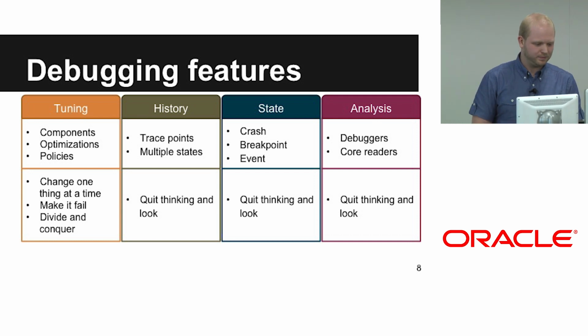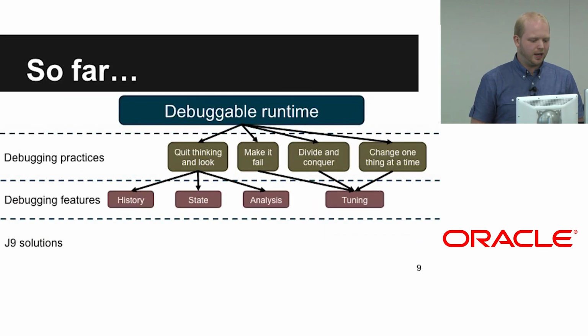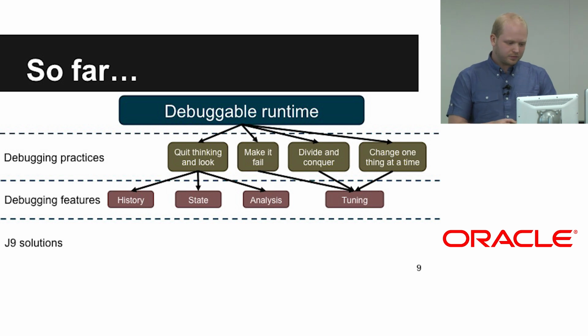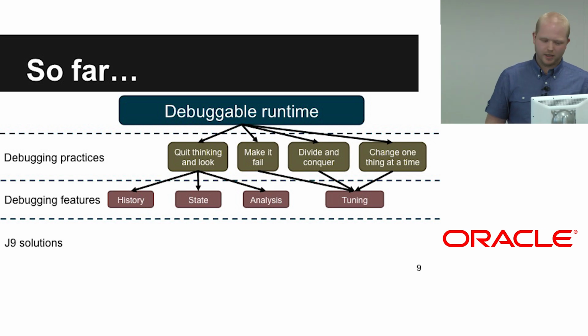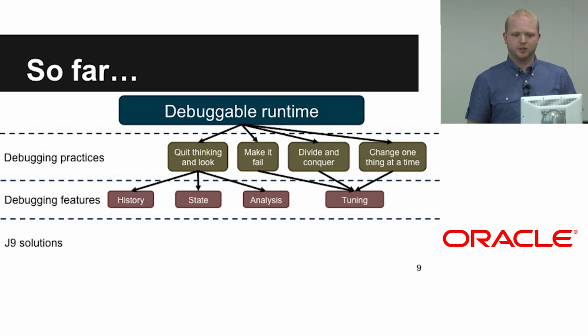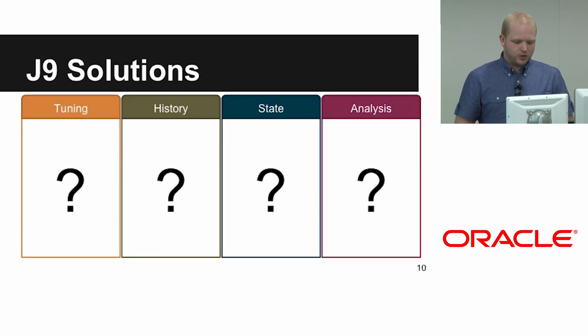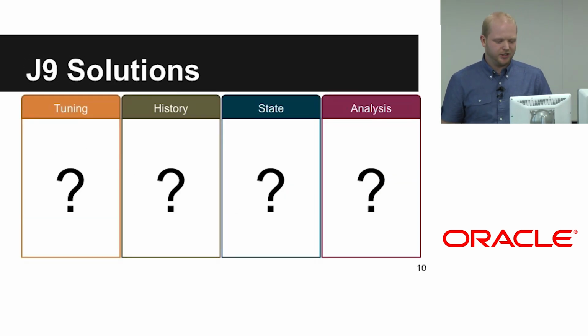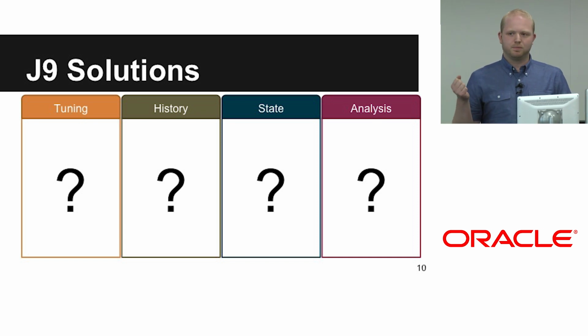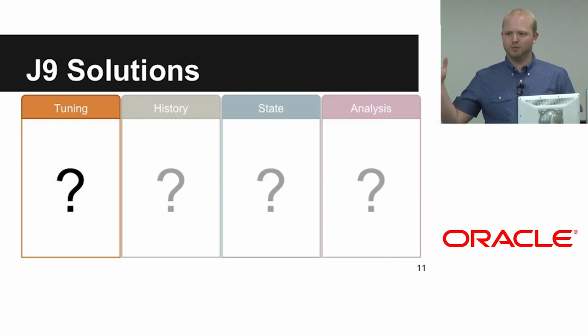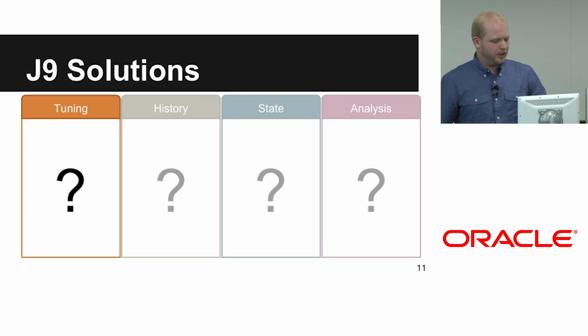So far, where are we? We're back with the agenda. So far, we looked at the practices. We turned them into features. So now let's look at the J9 solutions. Each feature has an implementation in the J9 JVM, and most of this information is available online. If you Google the IBM Knowledge Center, you'll find most of this stuff. But let's get started with tuning.